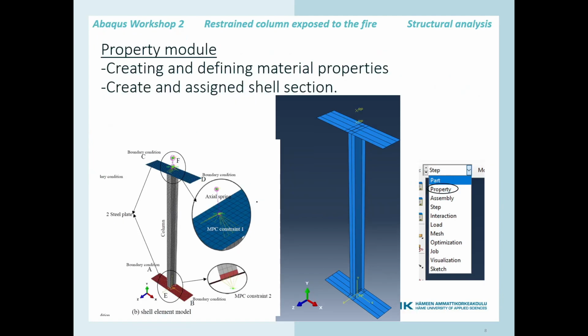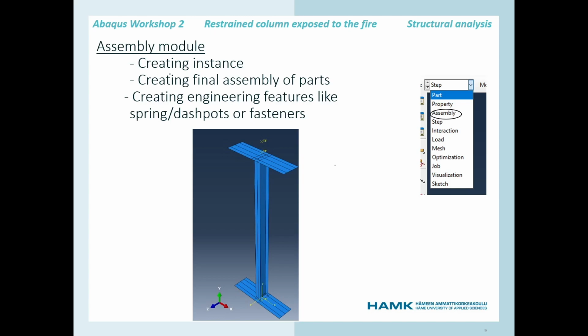So our next step is to create the property. I have jumped this one, and now I am here in the assembly model, and in the assembly model we will create instances. We create 6 instances from the 6 parts, and then we will create the final assembly of the parts, which should look like this type of structure. And then we will also add the engineering features like spring or dashpot or fastener in this model. But now in our model we will only have this spring, so we will add a spring between those two in the assembly model.